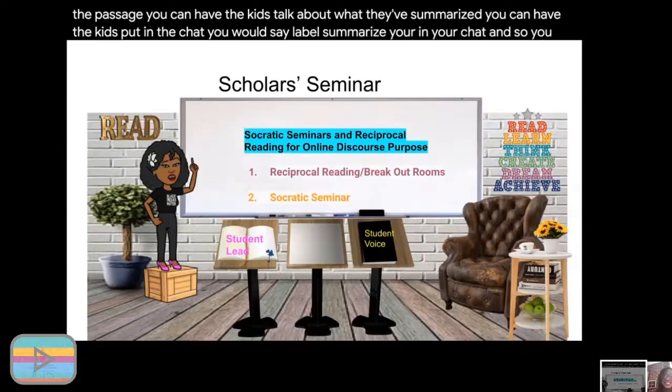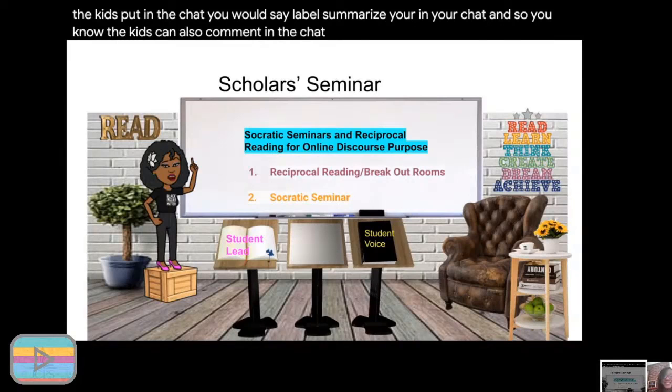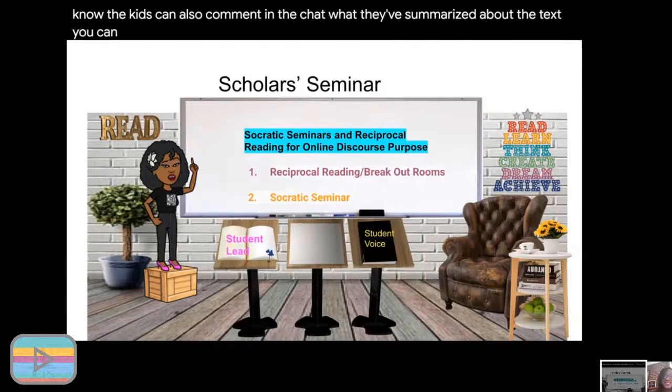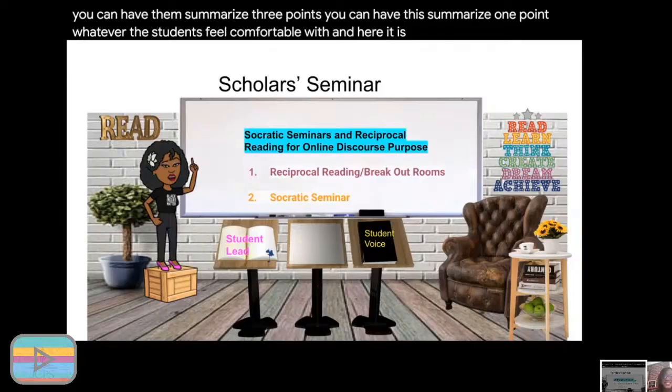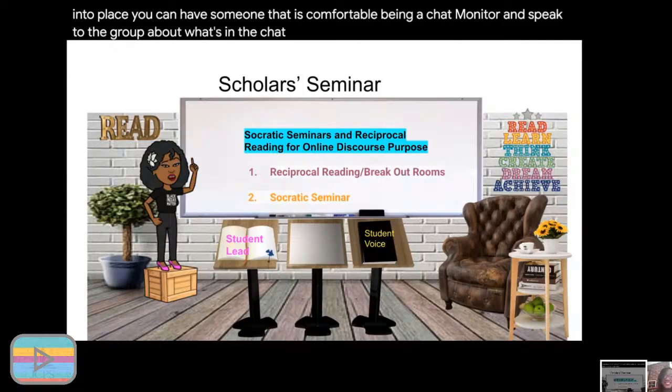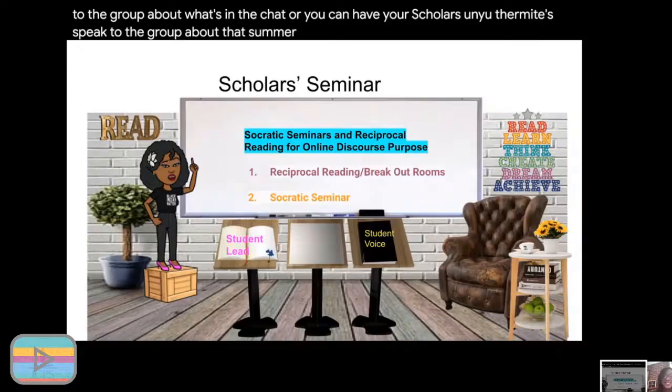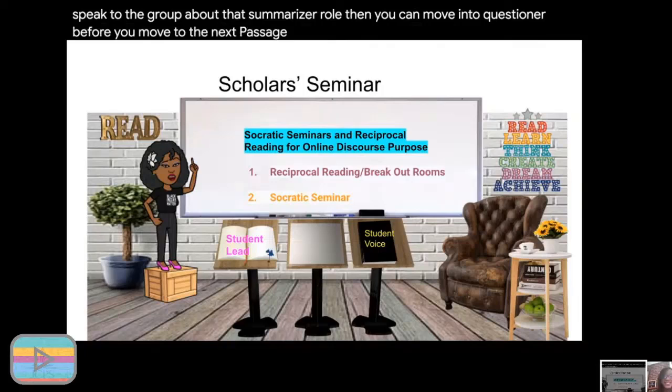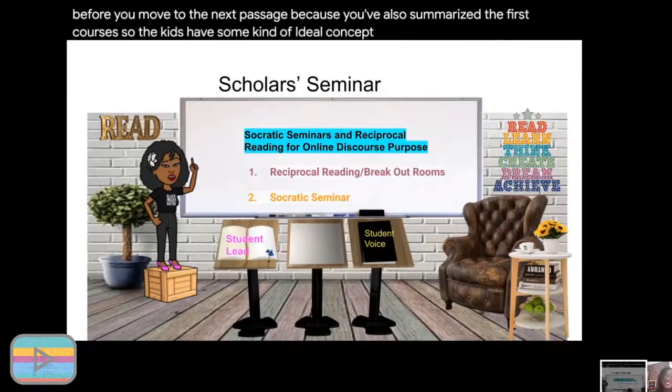And so the kids can also comment in the chat what they've summarized about the text. You can have them summarize 3 points. You can have them summarize 1 point, whatever the students feel comfortable with. And here, the Socratic seminar roles step into place. You can have someone that is comfortable being a chat monitor and speak to the group about what's in the chat, or you can have your scholars unmute their mics and speak to the group about that summarizer role. Then you can move into questioner before you move to the next passage, because you've also summarized the first portion so the kids have some idea or concept of what we're talking about in the passage.